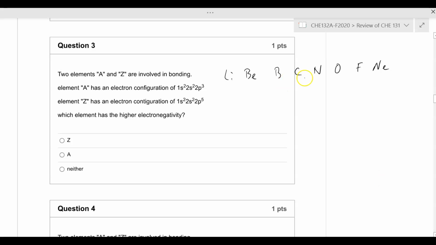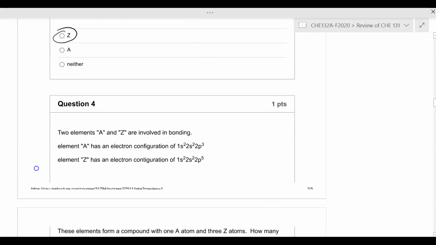1s2, 2p3 is A, 1s2, 2p5 is Z. So this reveals that Z is actually fluorine and A is actually nitrogen. And the high electronegativity, of course, electronegativity as you go across a period like this is going to increase. And so Z will be our most electronegative of those two.